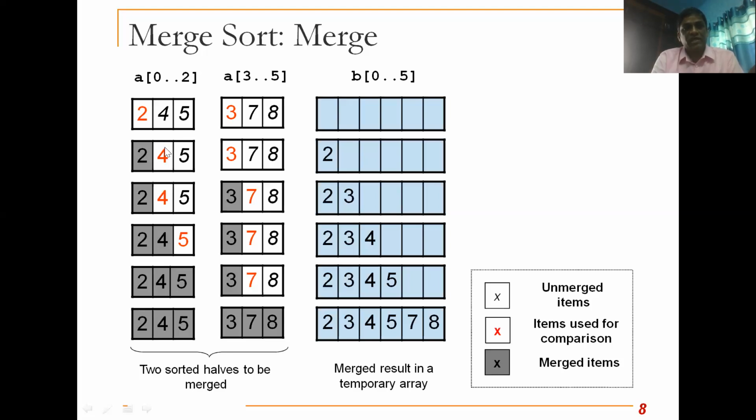So now again, compare 4 with 3. Which is minimum? 3 is minimum. So copy 3 to the array B. Now move the pointer from 3 to 7. But the pointer in the first list is at 4 again. Now compare these two, 4 versus 7. Which one is minimum? 4 is minimum. So copy 4 to this list and move the pointer from 4 to 5. And the pointer in the second list is still at 7. Compare 5 and 7. 5 is minimum. 5 is copied over here.